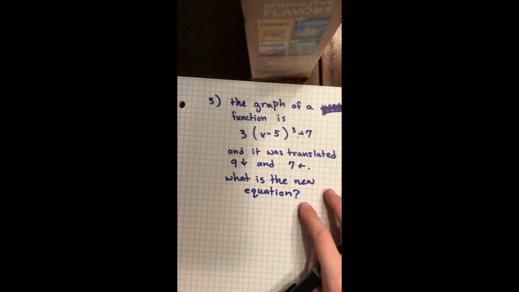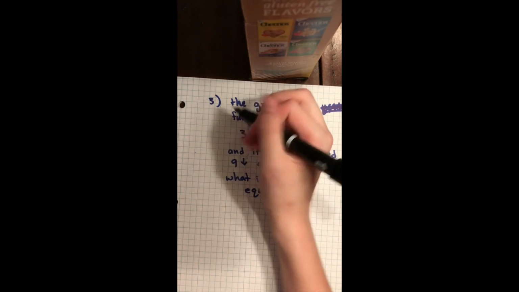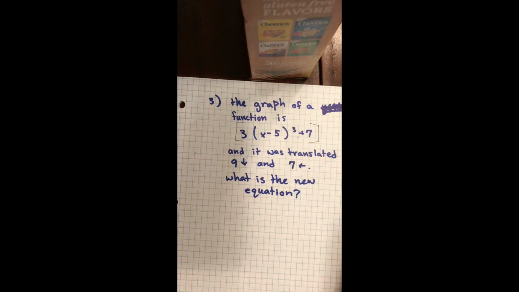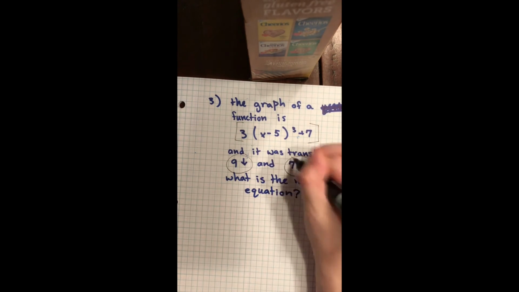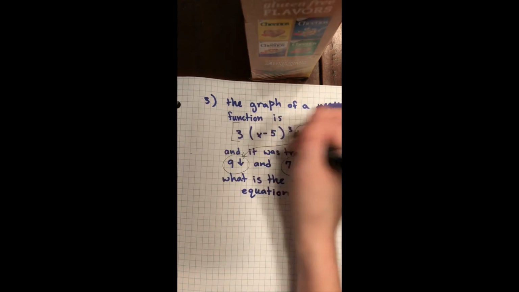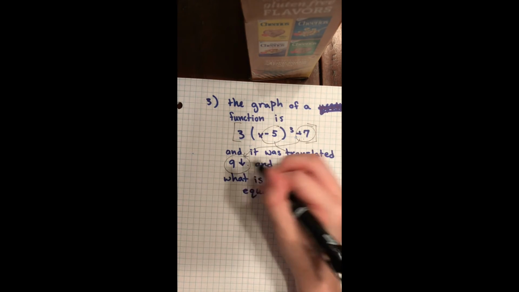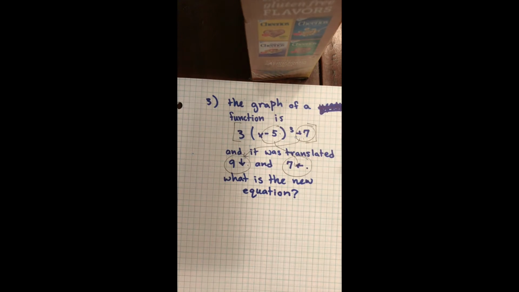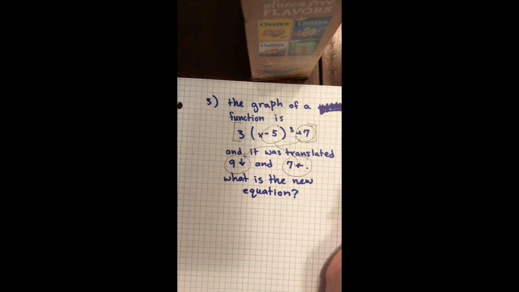All right, now we have to translate an equation. So this is the original one right here. And then it was translated down 9 and then left 7. So this number goes with this one, and this number goes with this one. So these 2 numbers are talking about the y-axis, and these 2 are talking about the x-axis. So it starts at 7, and then it goes down 9. So 7 minus 9 is -2.